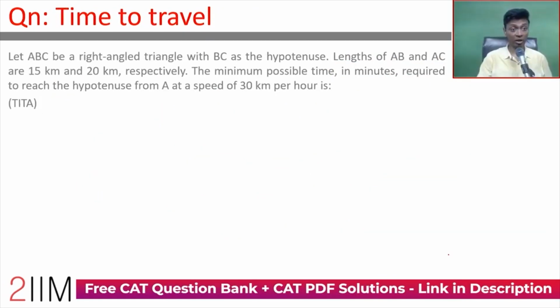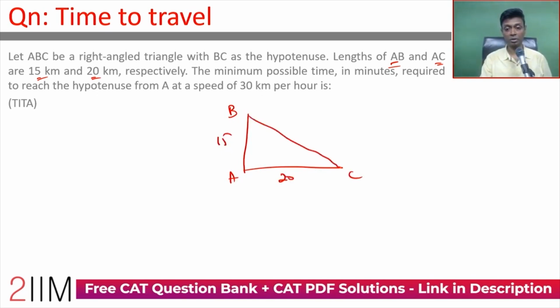Time to travel. Let ABC be a right angle triangle with BC as hypotenuse. I love right angle triangles. AB and AC are 15 and 20. 15 and 20 is the ratio 3:4. So I know this is a 3, 4, 5 triangle. So AB is shorter, AC is longer. BAC is 15, 20, 25. 3, 4, 5.